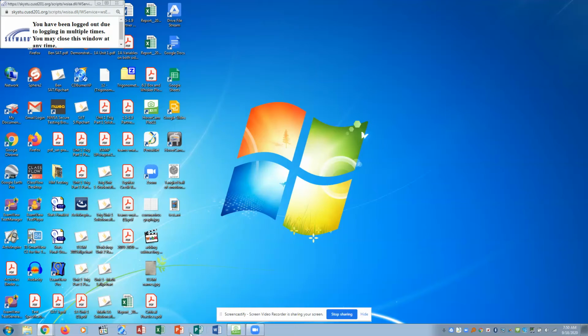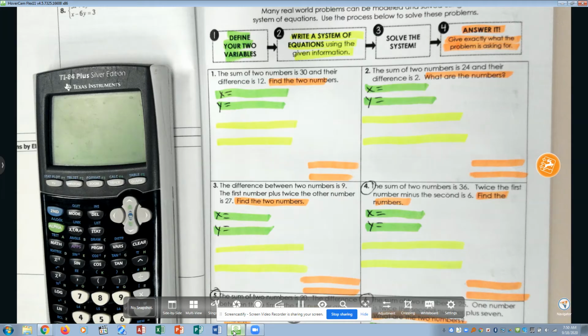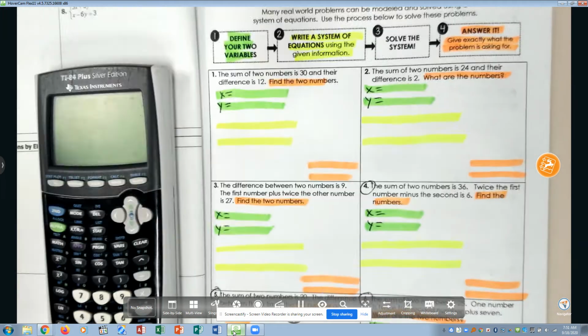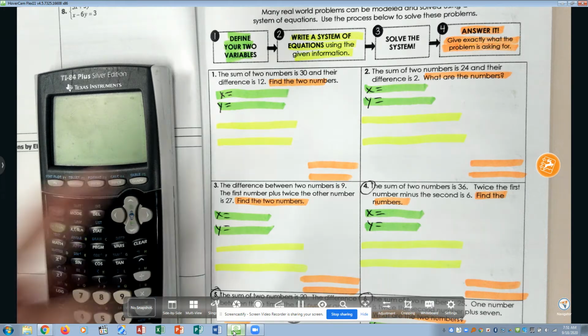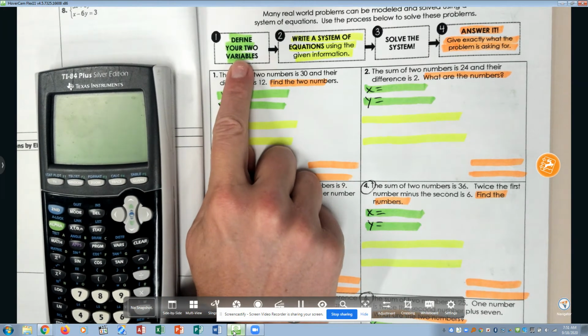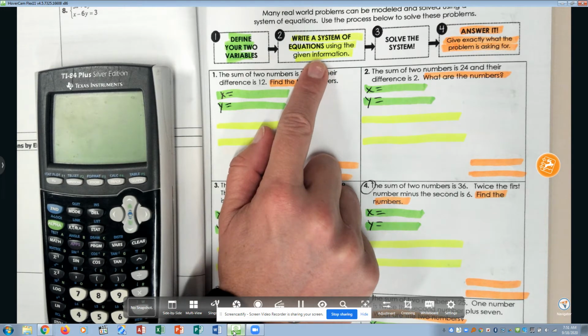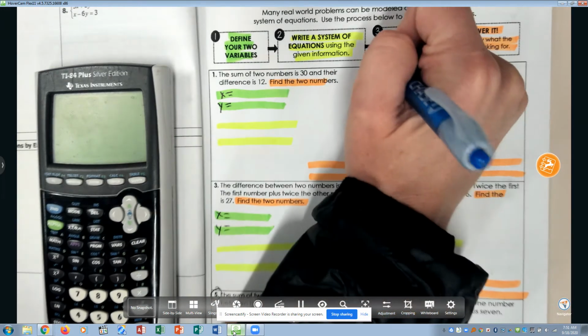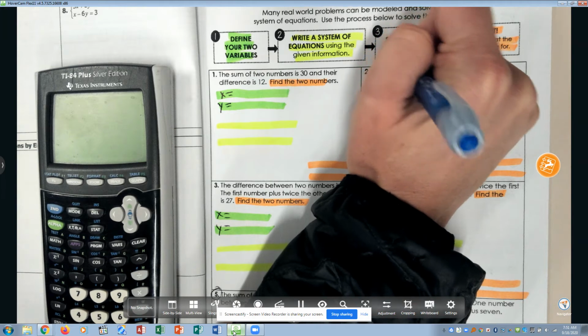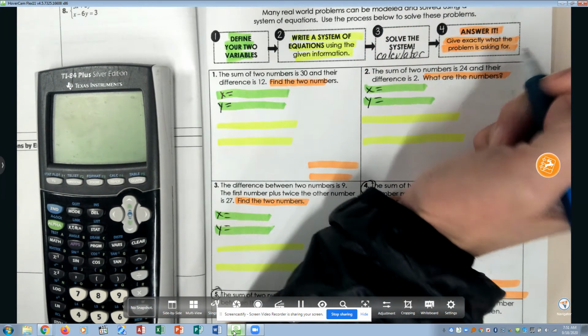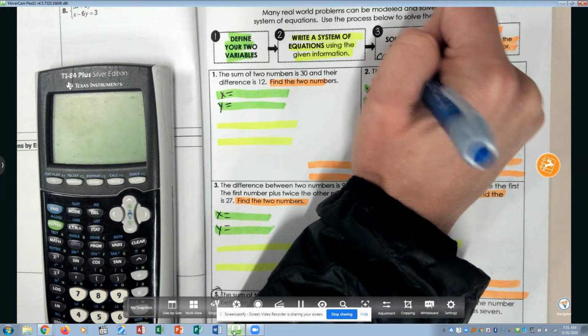All right, so now we are to a point where we are to the beloved word problems. So what I'm going to do is we're going to take this step by step. First, we're always going to define our variables. That's going to be in green. After that, we're going to read the problem and try and write a system of equations. Then you guys have the calculator trick. You don't have to solve algebraically anymore. Just use your graphing calculator.